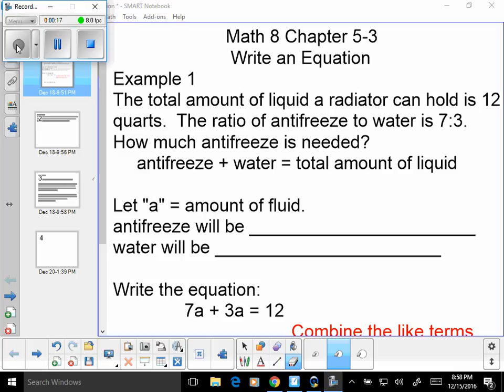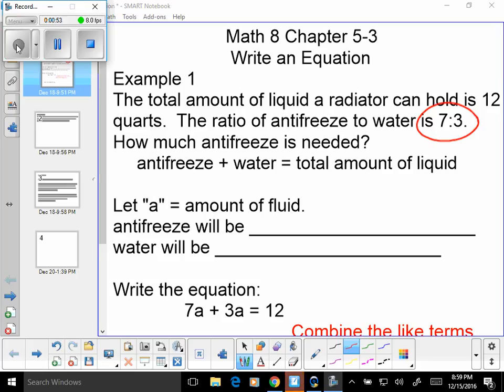In example 1, the total amount of liquid a radiator can hold is 12 quarts. The ratio of antifreeze to water is 7:3. So how much antifreeze is needed? Hopefully you know. If you don't, here it is. We have to put the water plus the antifreeze together, and that's going to be our total amount of liquid. Now, what's going to happen is that right here, we are going to end up with that ratio helping us write the equation.